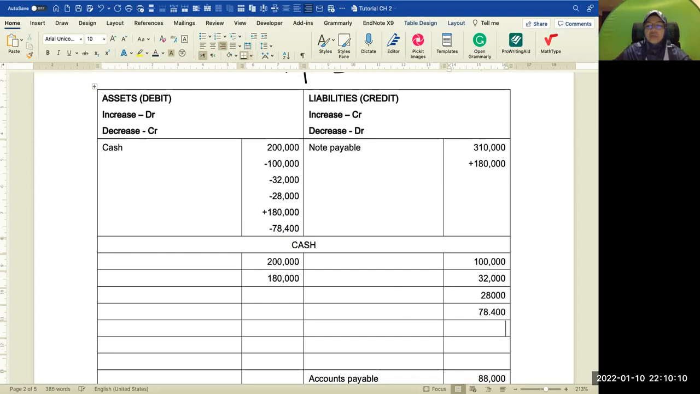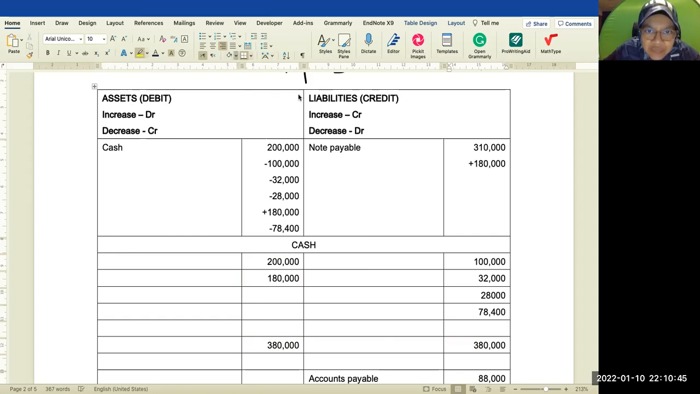78,400. So how are you going to know what the balance is? You look at the account. It's a cash account. It should have a debit balance. So you look at the debit side. Total debit side is 380,000, isn't it? How do you get the 380,000? 200 plus 180,000 gives you 380,000. So 380,000, copy and paste. So here we also do 380,000, because the debit side must be the same as the credit side. But the missing value here must be the balancing figure.